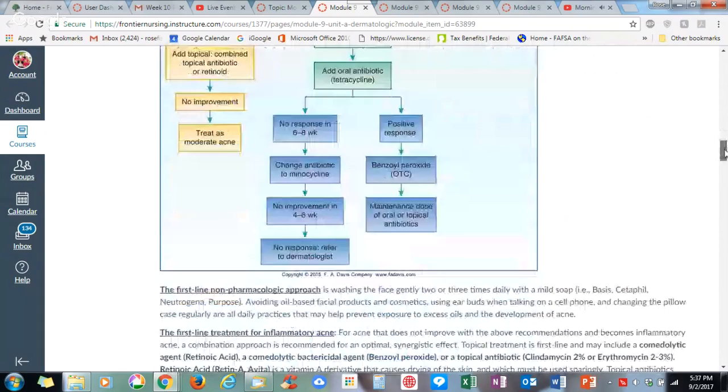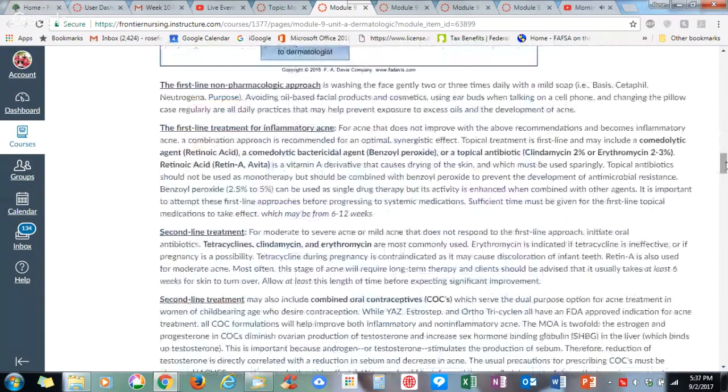The first-line non-pharmacologic approach is washing the face gently 2 to 3 times daily with a mild soap, such as Basis, Cetaphil, Neutrogena, or Purpose. Avoiding oil-based facial products and cosmetics, using earbuds when talking on cell phones, and changing the pillowcase regularly are all daily practices that may help prevent exposure to excess oils and the development of acne.